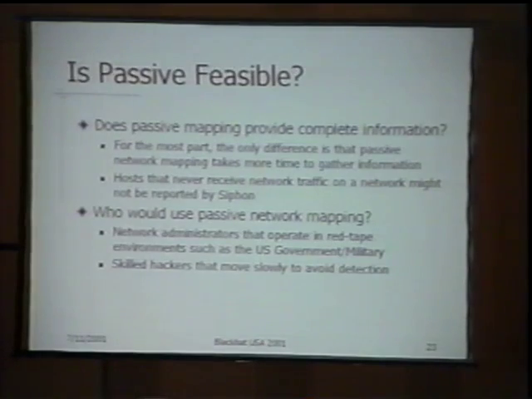The people that would use passive network mapping are network administrators that operate in red tape environments and skilled hackers that move slowly to avoid detection. I wouldn't really believe any script kiddie could even wait to fire off his nmap instead of waiting 2-3 weeks for his results from Siphon.